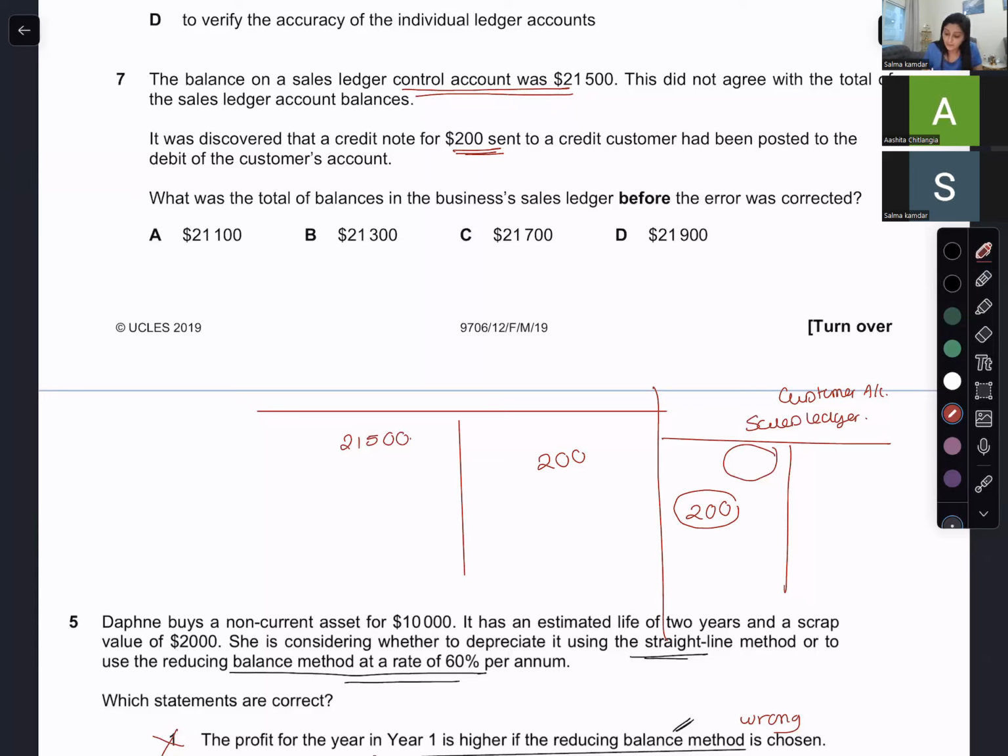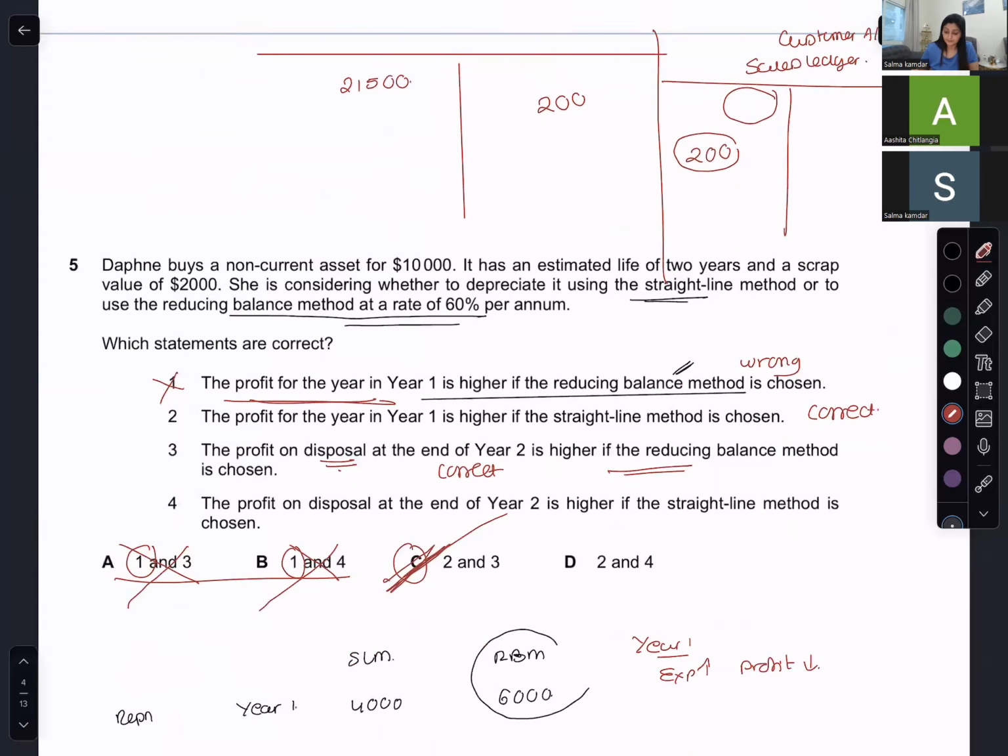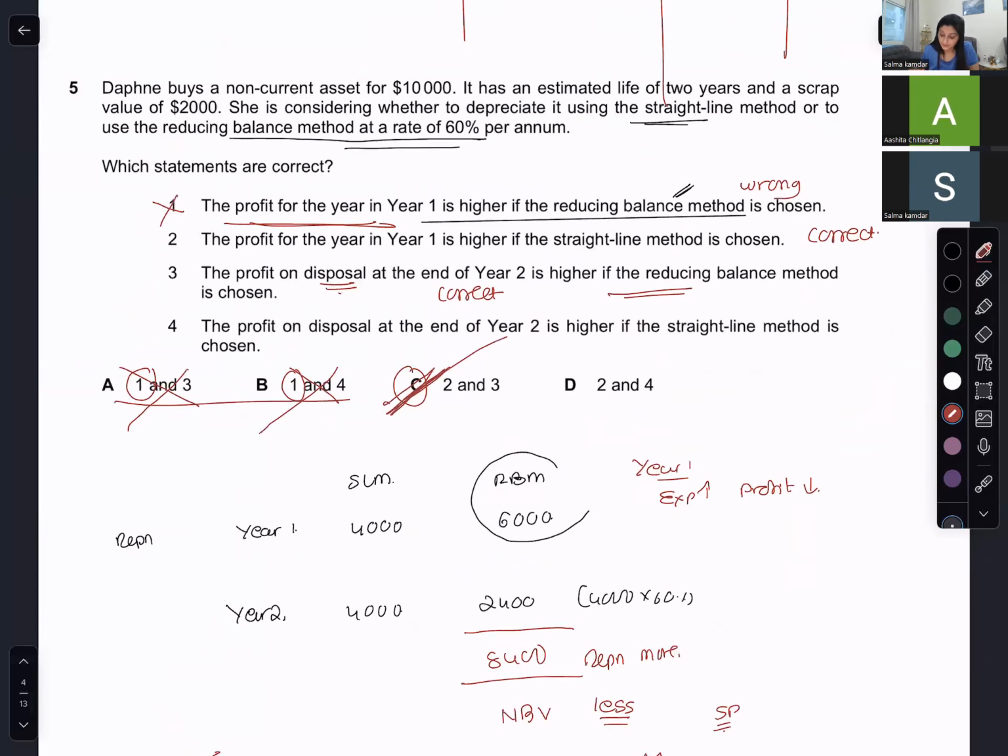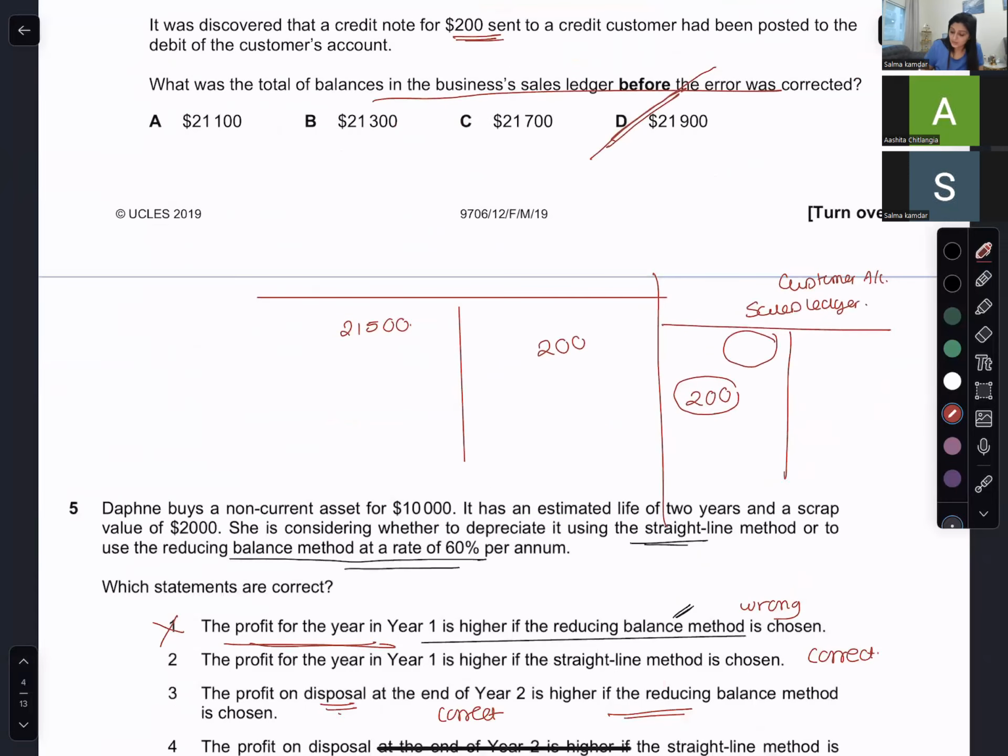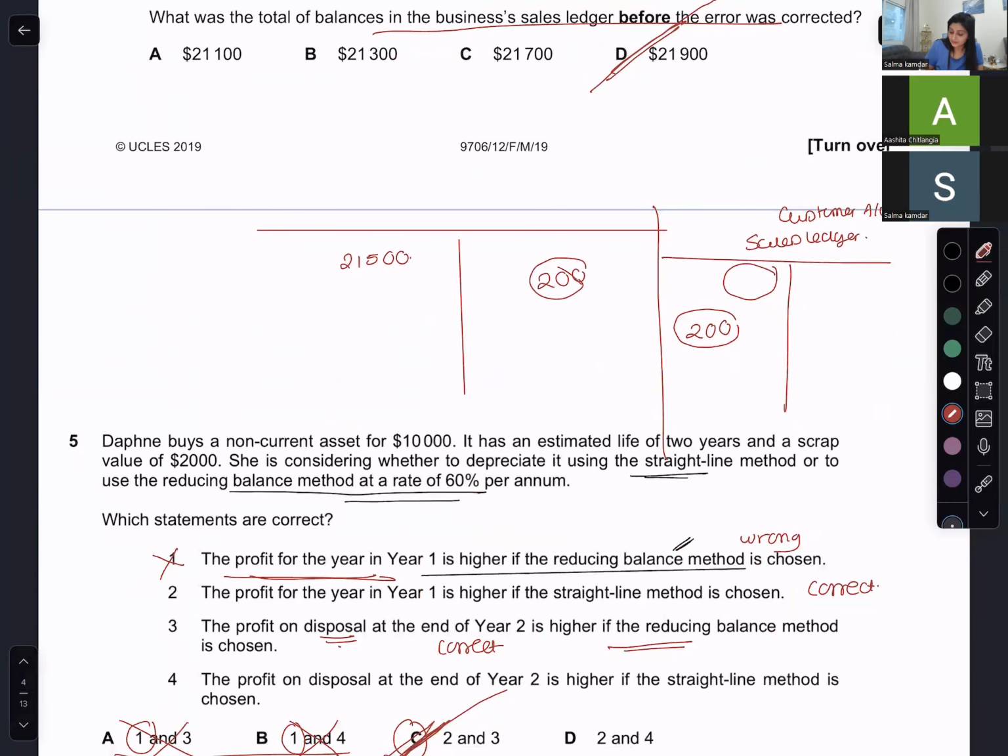So what do they want? They want the balance before the error. So what is the balance before the error was corrected? 21,500 plus 400. And we go to the next one. It had to be over here, but you wrote it over here.